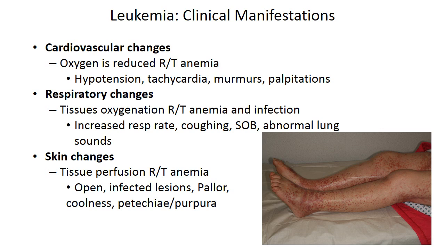Skin changes can actually be due to the anemia or the decreased red blood cell counts as well, and those can include petechiae. Bruising can occur from the low platelet levels, and then infected or open lesions may also occur, or pallor and coolness of the extremities.